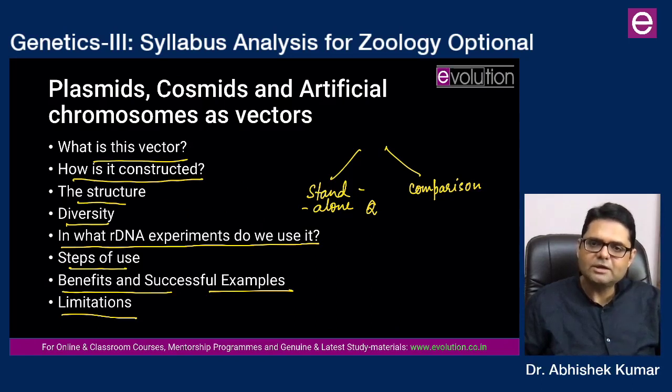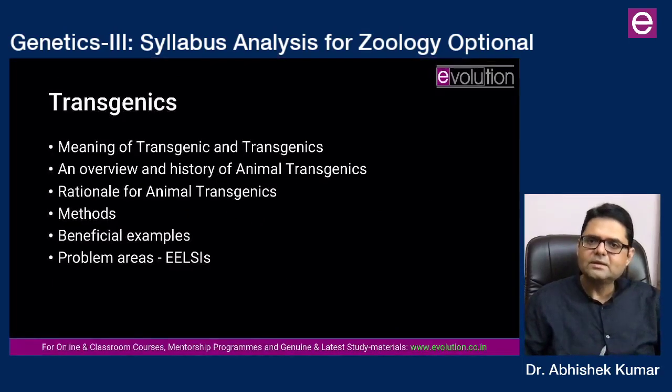Had there been no limitation, one vector would have been enough for the entire range of recombinant DNA experiments. Since that is not the case, it is obvious that there are going to be limitations of individual vectors. You will be knowing that. Once you are done with that, you are completely done with recombinant DNA, cloning, and all about vectors.